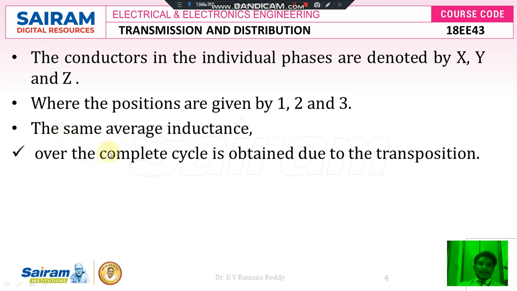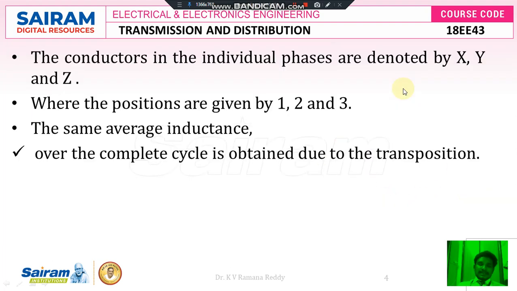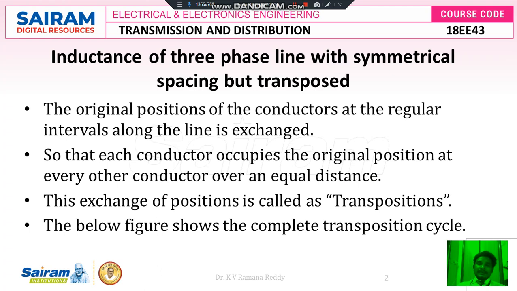The same average inductance over the complete cycle is obtained due to the transposition. So even though we calculate the overall inductance either for symmetrical spacing or unsymmetrical spacing, for conductor A, conductor B and conductor C, the same formulas we can also use for transposition, either for symmetrical spacing or for unsymmetrical spacing. Thank you.